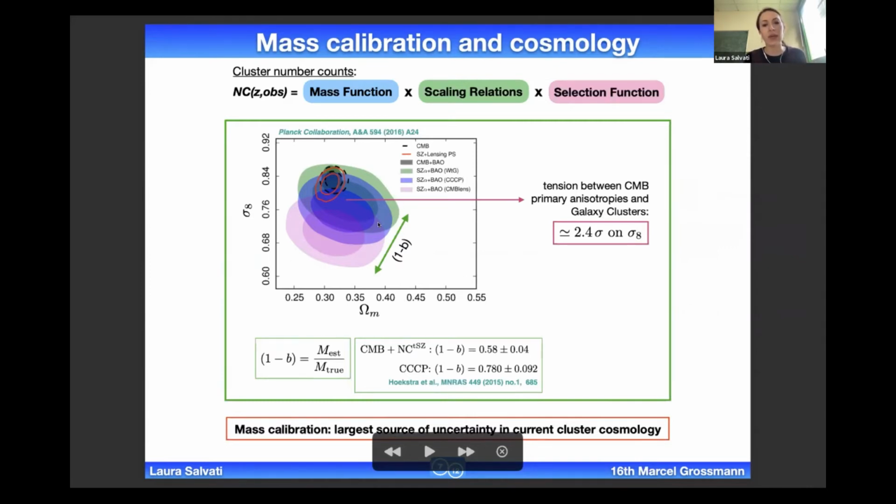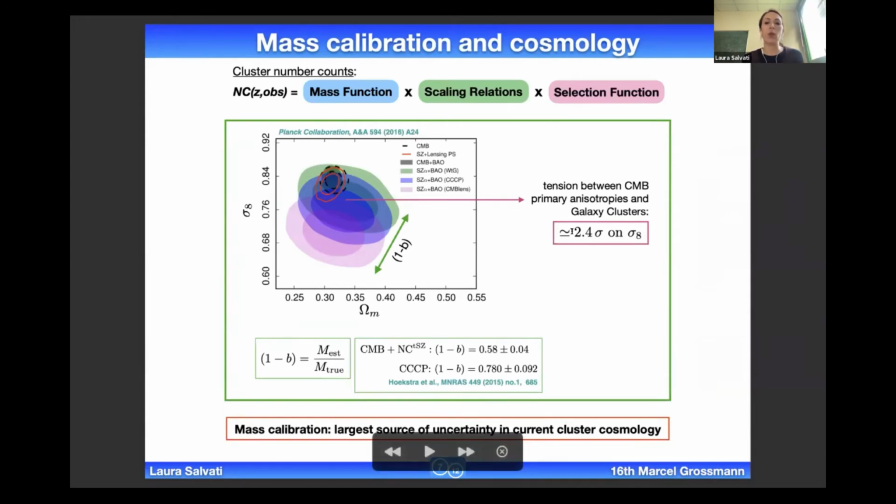Now, these three results here are obtained for different values of 1 minus B. The baseline, the result in blue, is from the Canadian Cluster Comparison Project analysis. And as you can see, this 1 minus B is basically around 0.8. But if you shift 1 minus B towards a lower value, sigma 8 goes up. And indeed, the very low value of 1 minus B, so around 0.6, was advocated as one of the possibilities to solve the tension that we had in 2015 between Planck clusters and Planck CMB primary anisotropy.